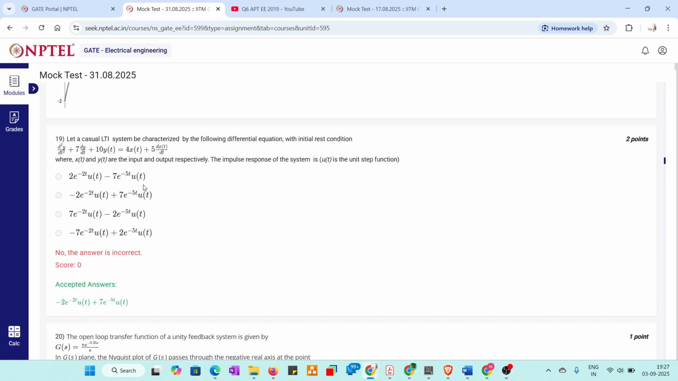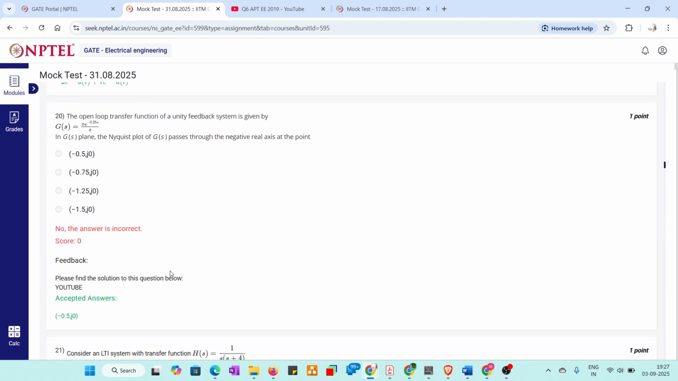Next the which is related to the control system. So as you can see that, we need to find out the input output, the impulse response of the system. Okay, UFT is a unit step function we need to find. Next 20th question, the open loop transfer function of unity feedback system is given.